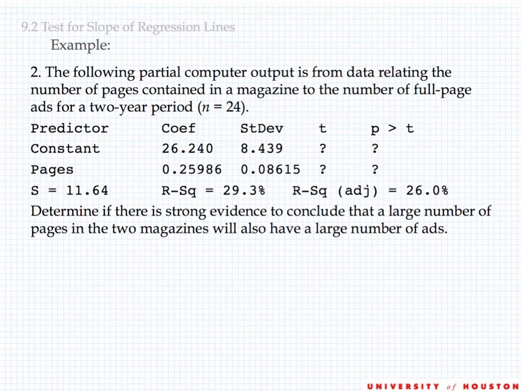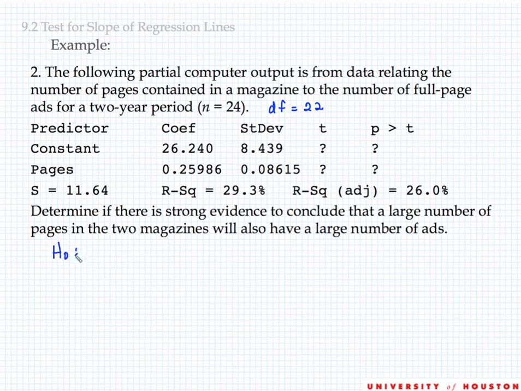Here's another example. This one gives us the partial computer output from data relating the number of pages contained in a magazine to the number of full-page ads in a 2-year period. N is 24. This makes my degrees of freedom equal to 24 minus 2, which is 22. Determine if there's strong evidence to conclude that a large number of pages in the magazines will also have a large number of ads. So large making large means that we have a positive slope.